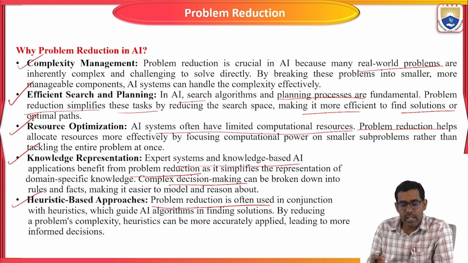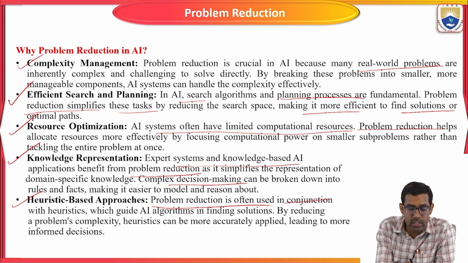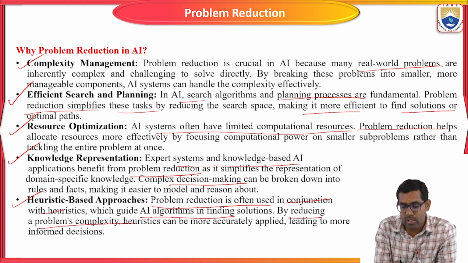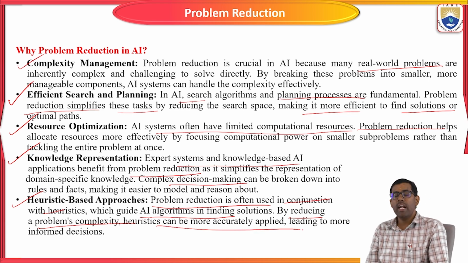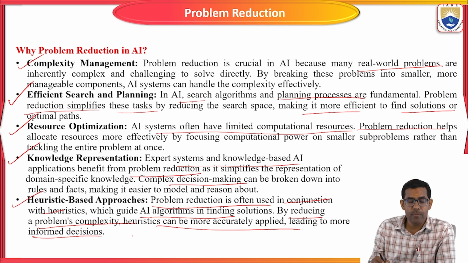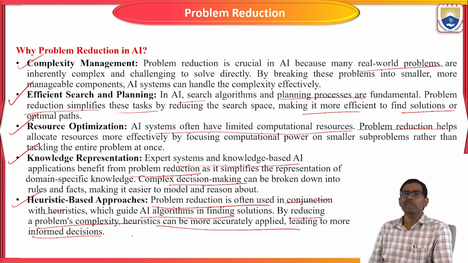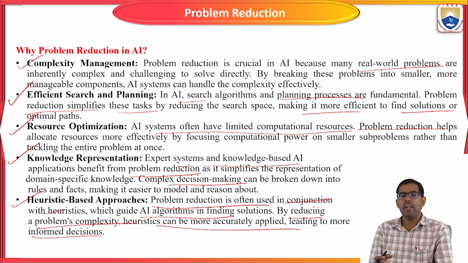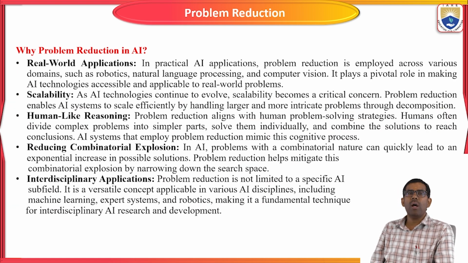Okay, so here they are used in conjunction with the heuristic AI algorithm, finding the solution by reducing the problem complexity. Heuristics can be more accurately applied, leading to more informed decisions. This way, problem reduction helps the artificial intelligence machine to solve a problem. Okay, the next one is real world applications.